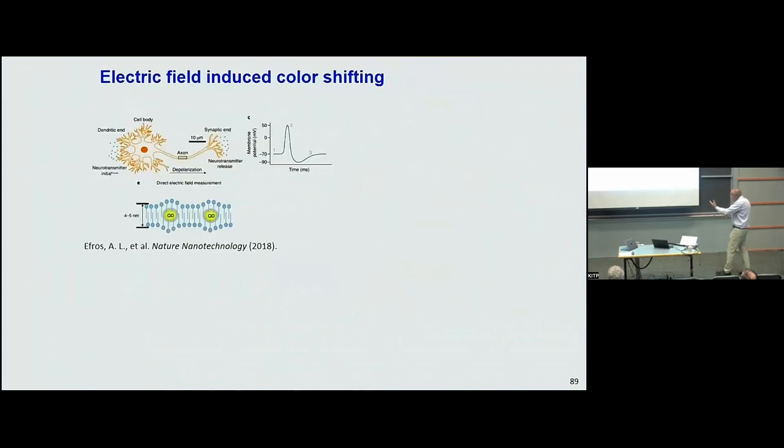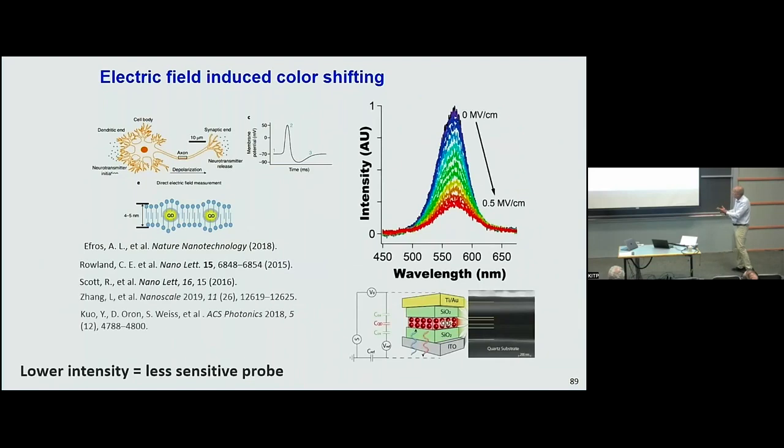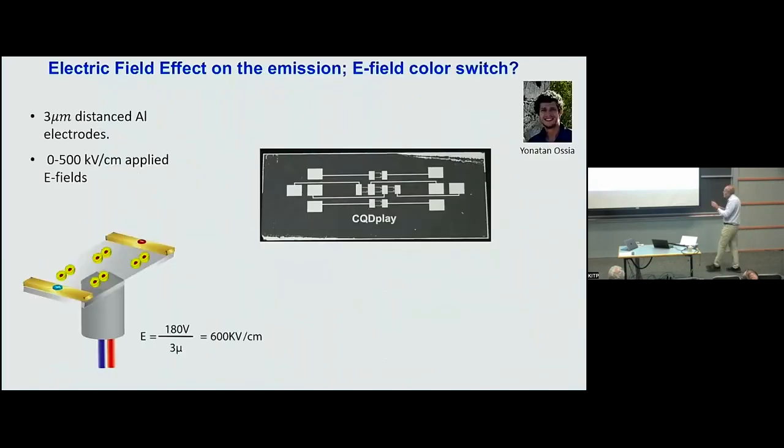And nonetheless, people have really considered, including Sasha here, the usefulness of quantum dots possibly as color agents, sensors for electric field fluctuation in neuronal systems, okay? And there has been some work on that. I will go fast now. So we look at now the electric field effect. This is my student Jonathan.